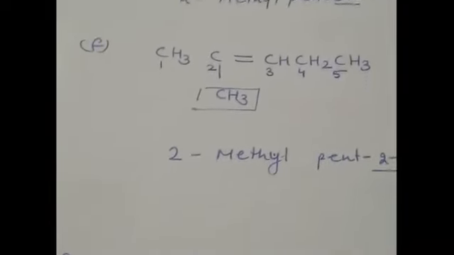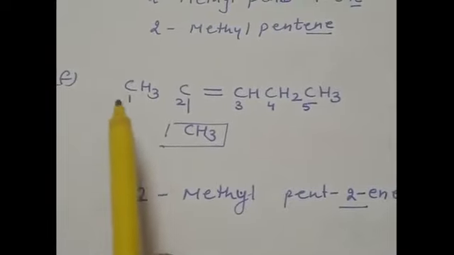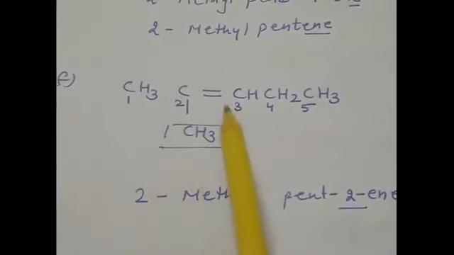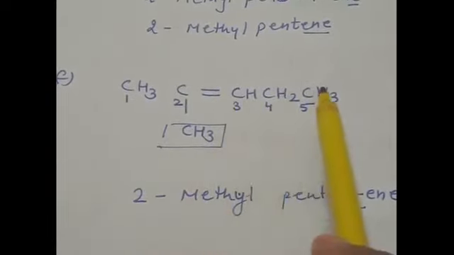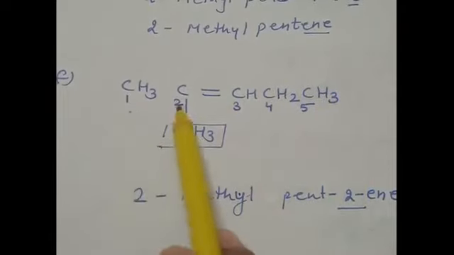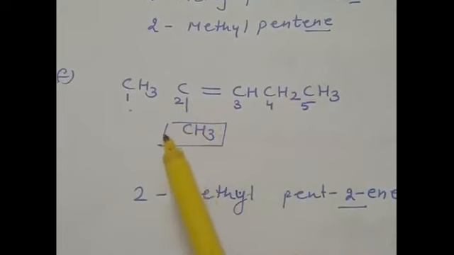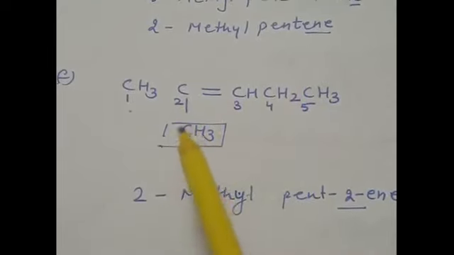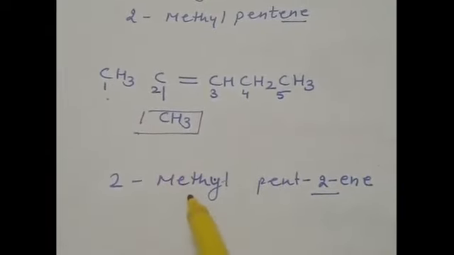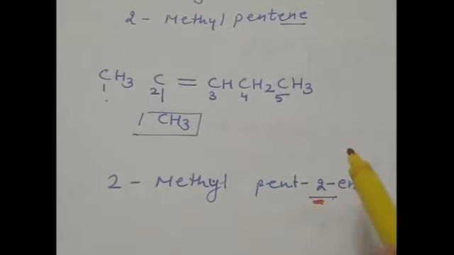Our next part, F, is CH3 CH3 double bond CH CH2 CH3. The longest chain having the double bond is 1, 2, 3, 4 and 5 carbons. So it's a pentene, and at the second carbon we have the methyl group. So it will be named 2-methylpent-2-ene. Now it is required to mention the position of the double bond, because it's not on the first position now.